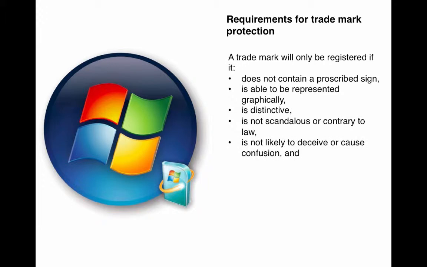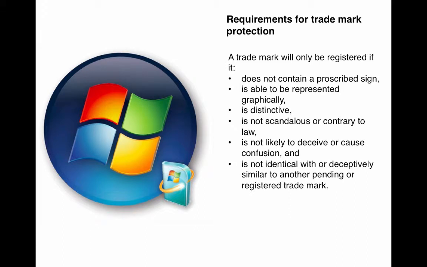It cannot be likely to deceive or cause confusion. So, you can't use words that are going to trick customers into buying your product. And it cannot be identical with or deceptively similar to another pending or registered trademark. So, for example, if I was in the business of manufacturing and selling laptops, I would not be allowed to register the word Apple, spelt with a U, as a trademark because it would be deceptively similar to Apple.